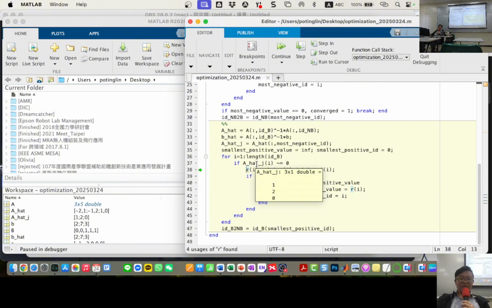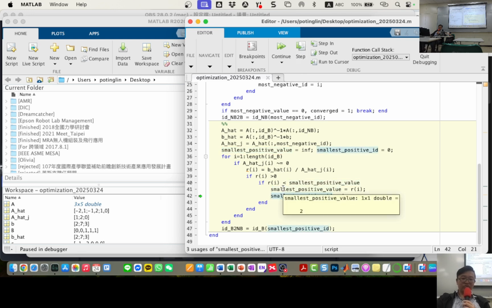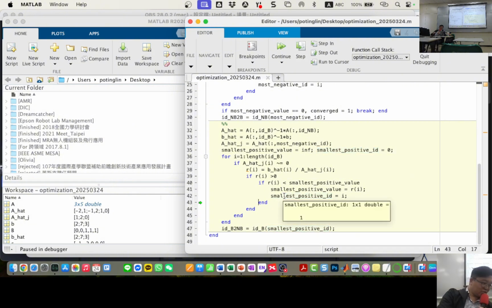Okay, if it's not 0, we do the division, and then okay, there's a ratio 2 here. Okay, is it positive? Yes. Is it smaller than infinity? Yes. Okay, now the smallest value is 2. The ID is the corresponding ID, which is 1. Now this is the order, just order, not the exact ID. We will apply the exact ID in the final step right here.